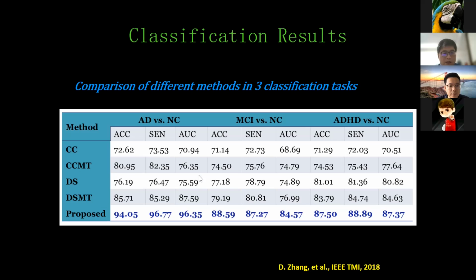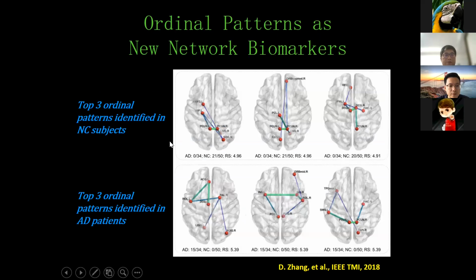So here we can see that using the weight information, our method can have much better results. Okay, so here are the top ordinal patterns identified in the normal control and the AD patients. We can see the ordinal pattern can also be seen as a new network biomarker.